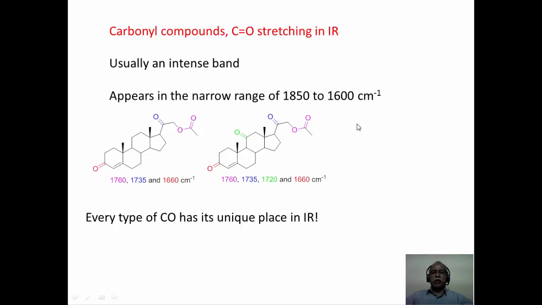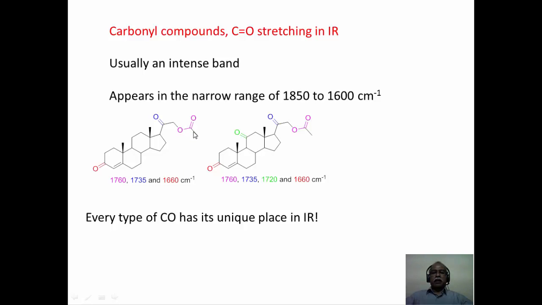Although it is a fairly narrow region, each one of the carbonyl functional groups has its own unique place in terms of the nature of the carbonyl functional group. Let us take the example of this particular molecule. It is a steroidal skeleton. This has an alpha beta unsaturated ketone. It has a saturated ketone as well as an ester functional group.